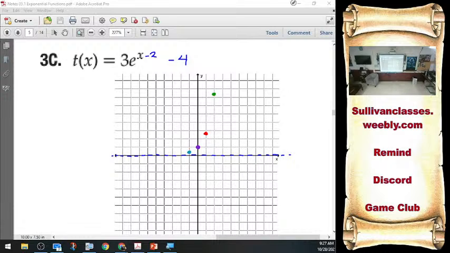e to the x. e to the first, 2.7 blah blah blah. e to the second, 7 point blah blah blah. And then the reciprocals of those are going to be tiny fractions. Actually, not fractions because it's an irrational number, but you get it. Then, first thing I'm going to do, I'm going to move my asymptote down 4.